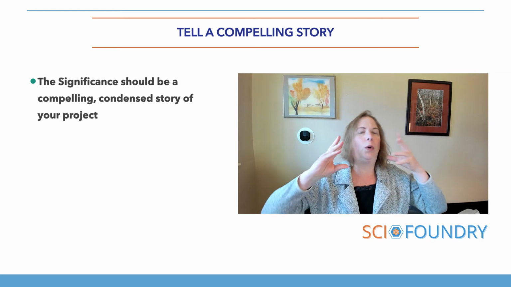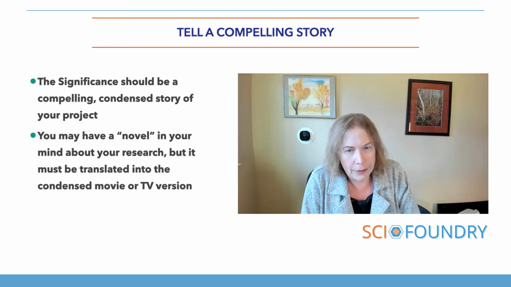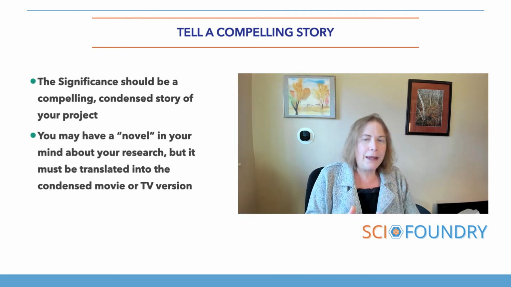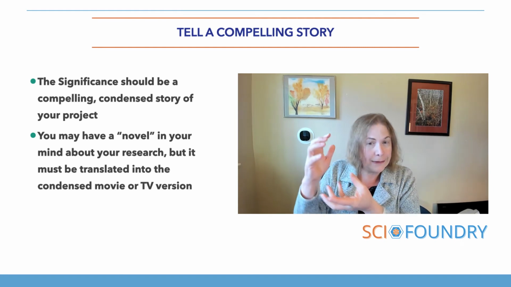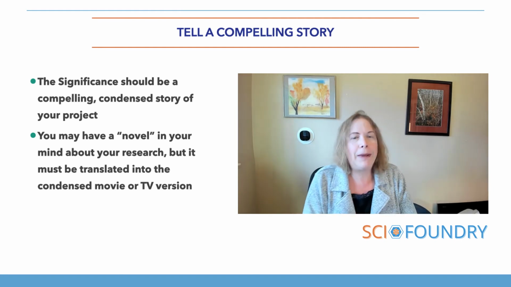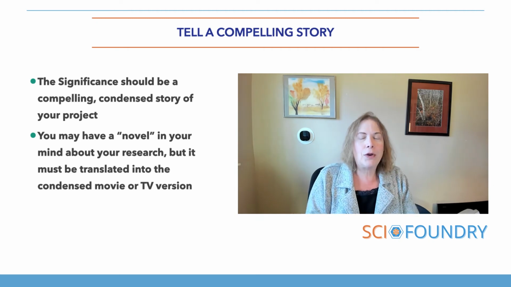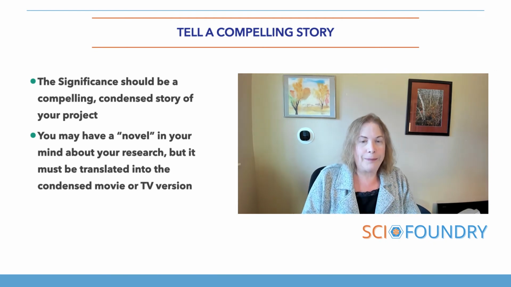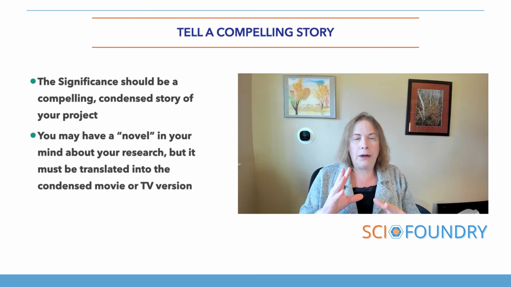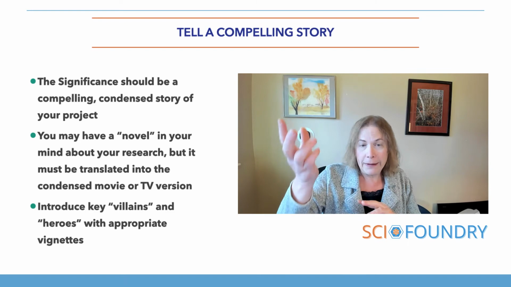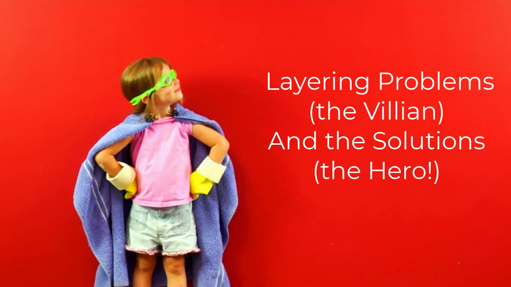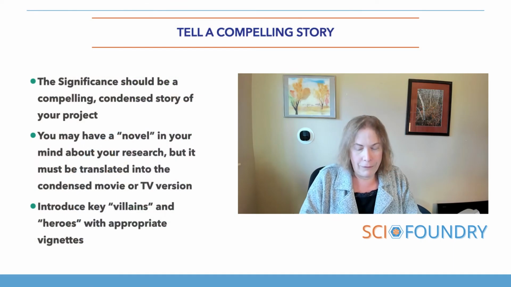Now, a lot of people have a whole novel in their minds about their research. You've been working on your research for years and you want to put it all in, and all of your ideas and all of the possibilities into your grant proposal, but you've only got 12 pages, or in some cases 6 pages, or maybe for NSF 15 pages, but you haven't got that much space. So you have to translate it into a condensed movie or even TV version of this particular story. And the thing that is so important in a good story is have the contrast between key villains and key heroes, and you do that in vignettes. You do it by layering problems and solutions, and I'll talk about that in other videos.